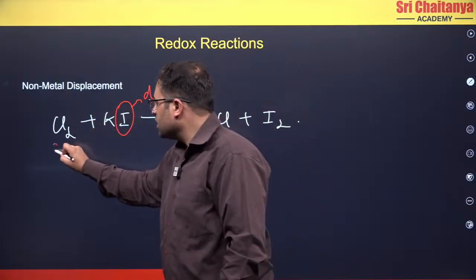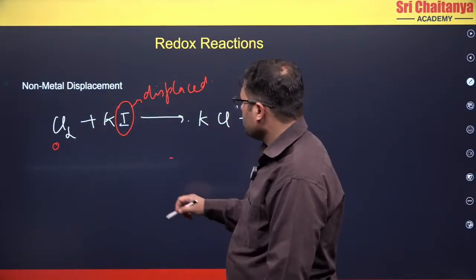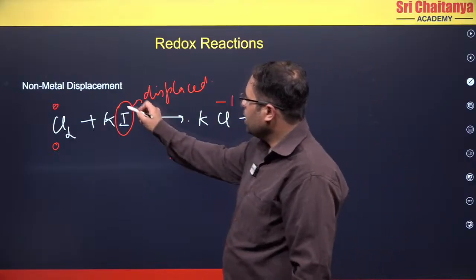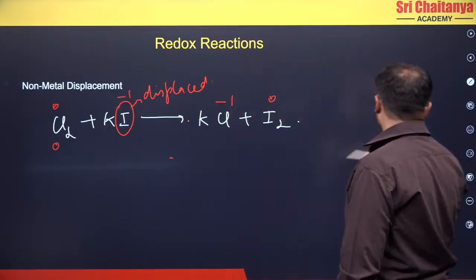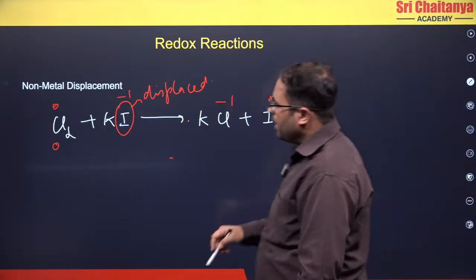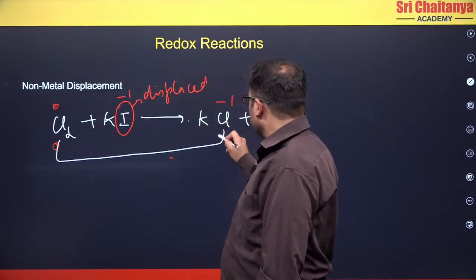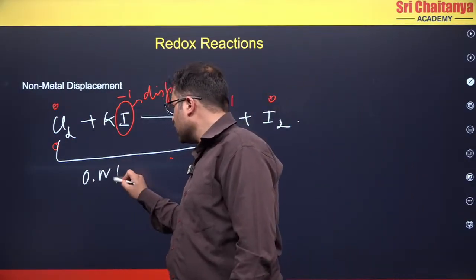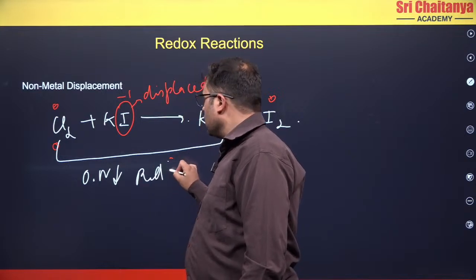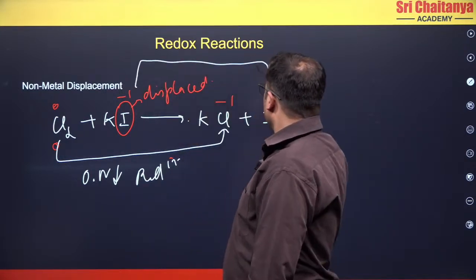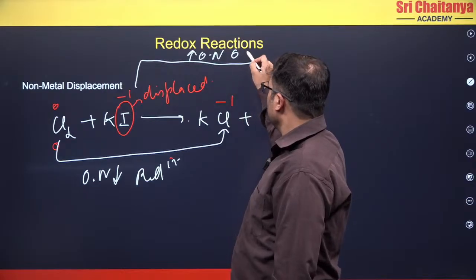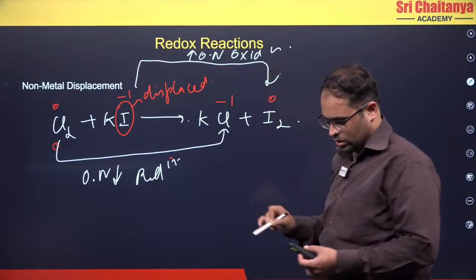Now this oxidation state is 0. So let us write it on top. -1. Here this is -1. This is 0. So again the same drama let us do. 0 to -1. Reduction in oxidation number. Oxidation number reduces, so this is reduction. -1 to 0. Again increase in oxidation number, so this is oxidation.